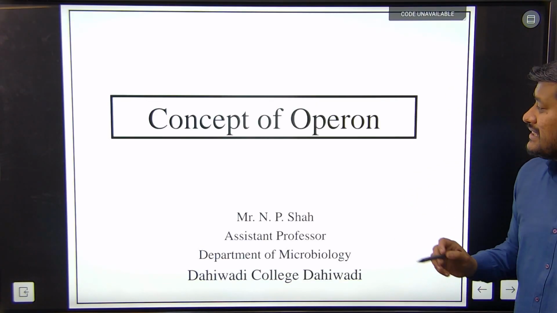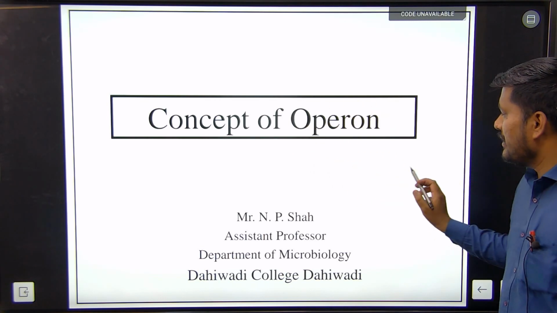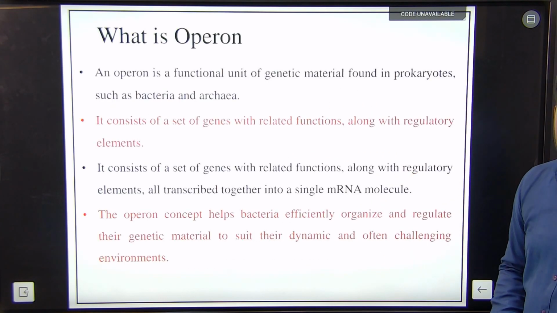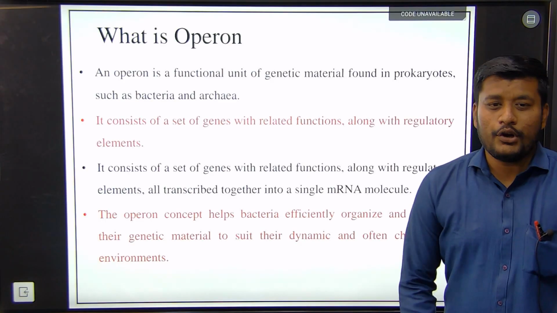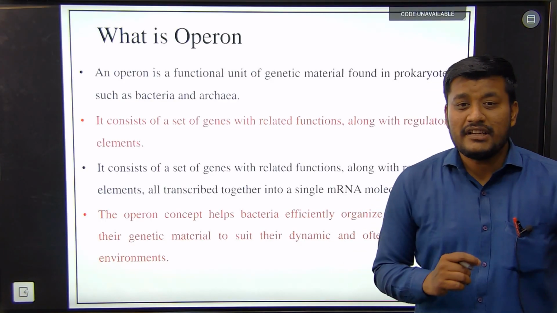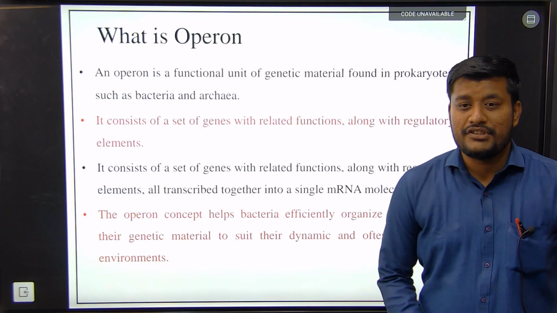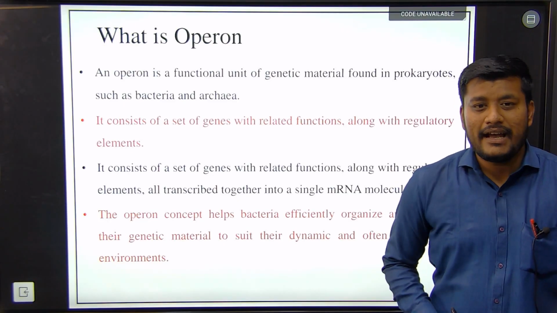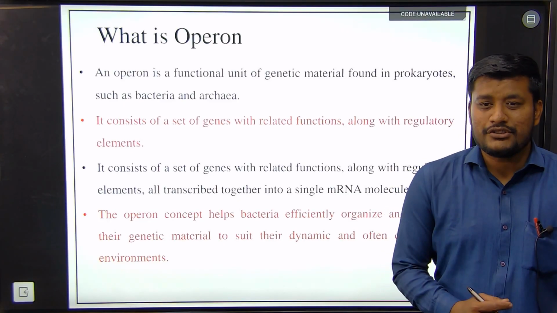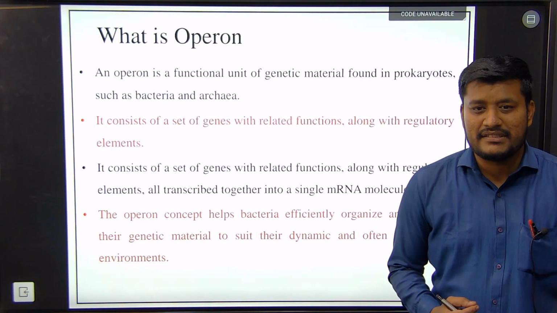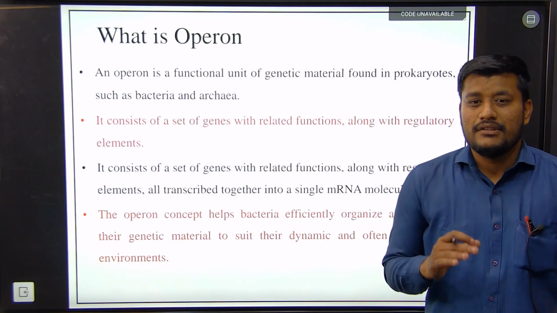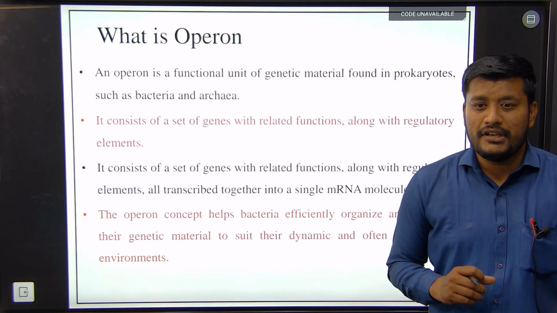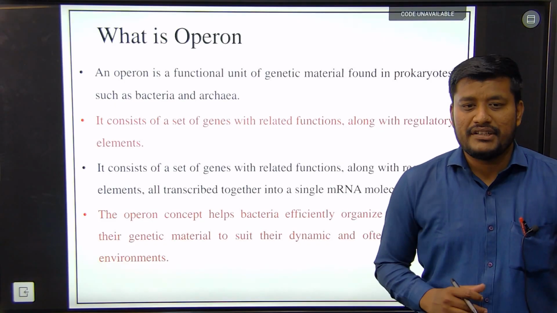Okay, so today we are seeing the concept of Operon. First, we have to see what is Operon. The Operon is a functional unit of genetic material which is found in bacteria as well as archaea. It consists of a set of genes, including a repressor, operator, promoter as well as regulatory genes.